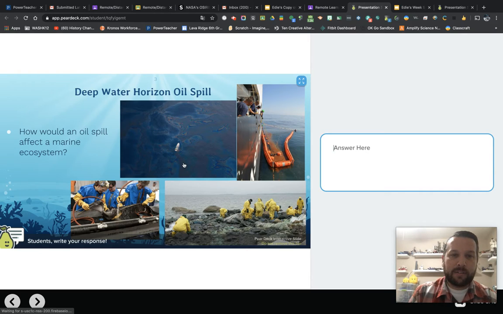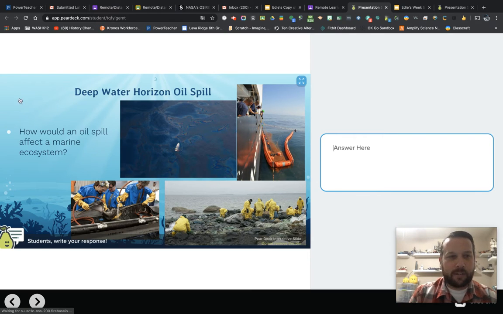These are pictures of the Deepwater Horizon oil spill. It's a big, what would you call it? There's a place where they get oil out in the ocean, drilling down into the bottom of the ocean to get oil, and something broke and just spilled tons of oil out. And so you can see some of the effects in these pictures.